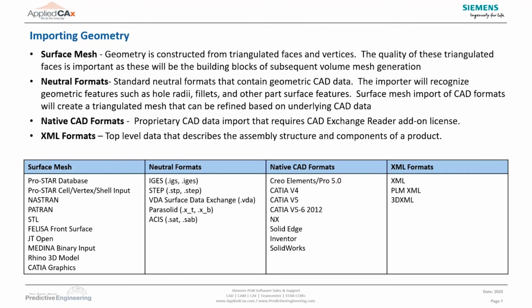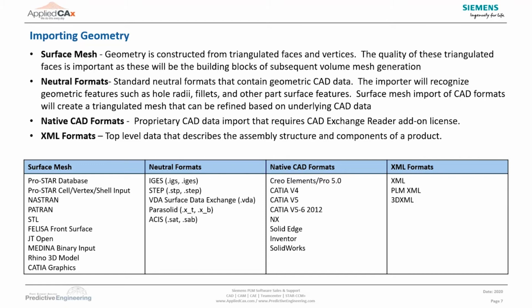And if we move into the CAD formats, there are neutral formats and native CAD formats. Neutral formats such as IGES, STEP, Parasolid, ACIS, these are all formats that CAD tools such as NX, Solid Edge, SolidWorks, CATIA can all export their native formats out to. So there's always that way of getting geometry into STAR that was developed in a CAD format.